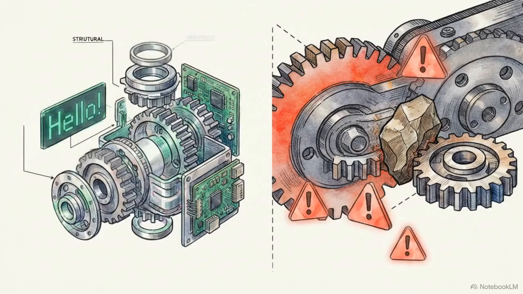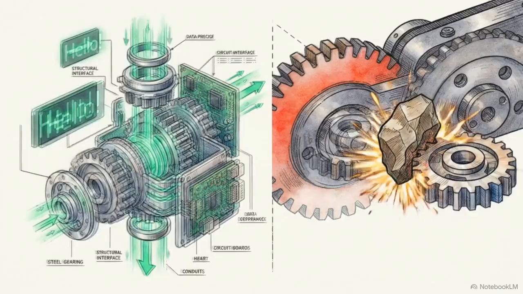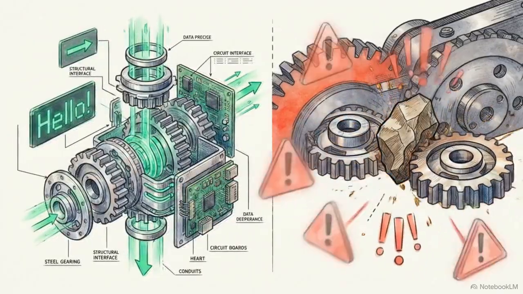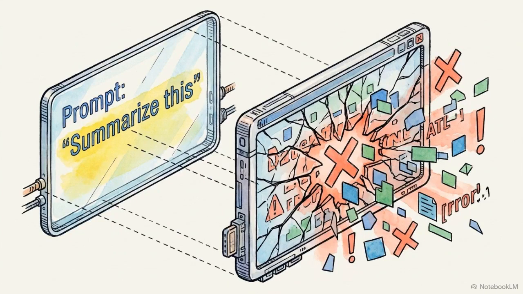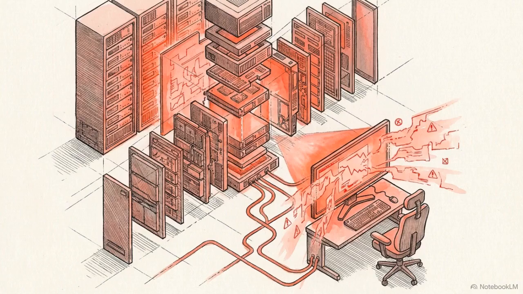Drop an unmachined stone into a perfectly polished set of gears, and the system instantly tears itself apart. This is the pattern that kills most AI products. They execute beautifully in a controlled demo and completely fracture when exposed to the volatility of a live production environment.